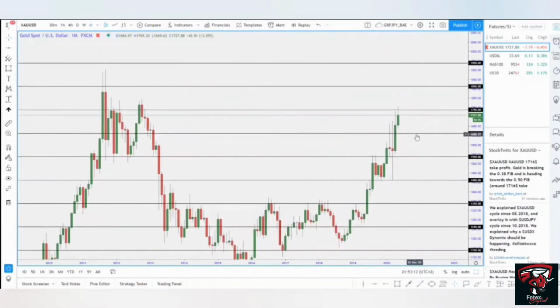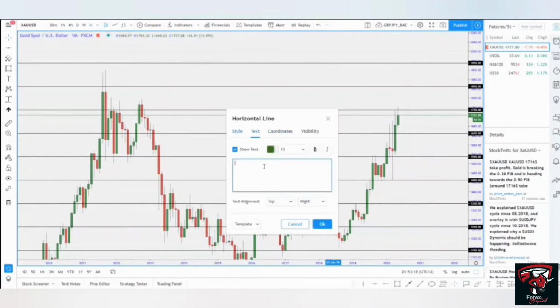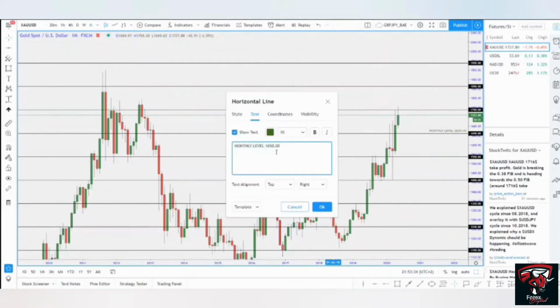Another thing I need to mark out is that for every monthly level, you go to style, go to text, and make sure that you write monthly level. You can basically type out 1650, 100 per ounce, and then you click OK. Make sure that it's on the right. So that's your monthly. This is how I would basically mark out mine: 1650, 100 per ounce. This is how I mark out my levels per ounce.